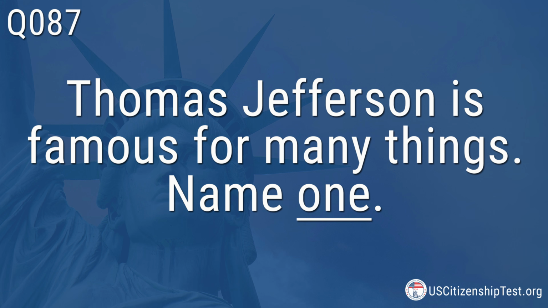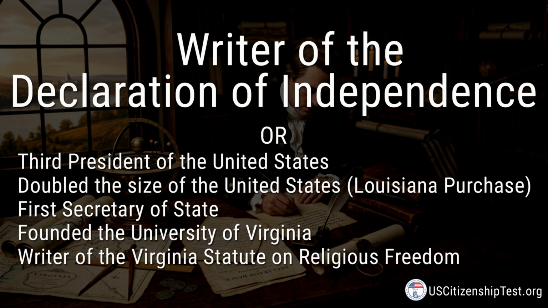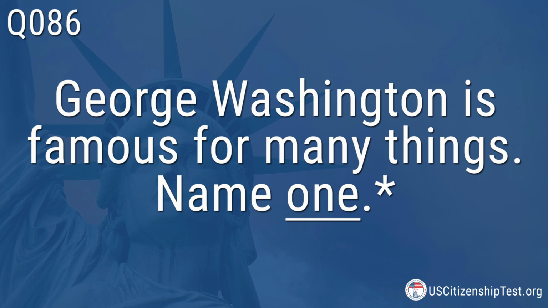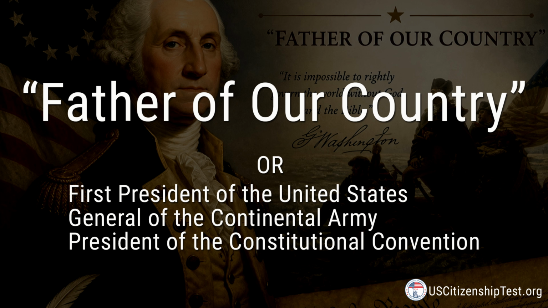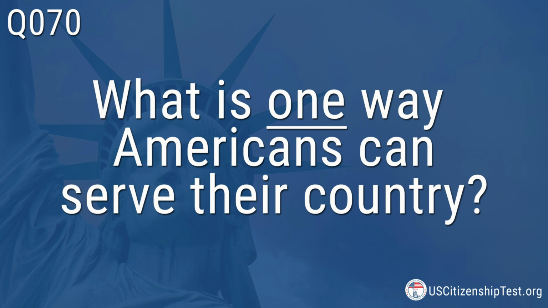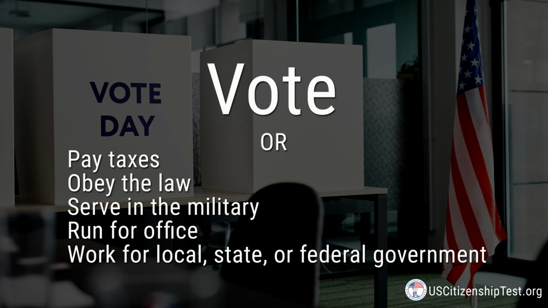Thomas Jefferson is famous for many things. Name one. Writer of the Declaration of Independence. George Washington is famous for many things. Name one. Father of our country. What is one way Americans can serve their country? Vote.